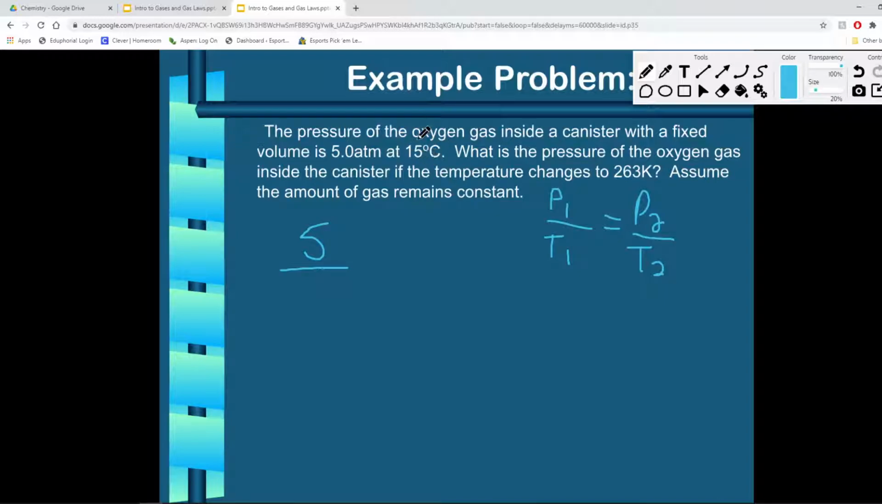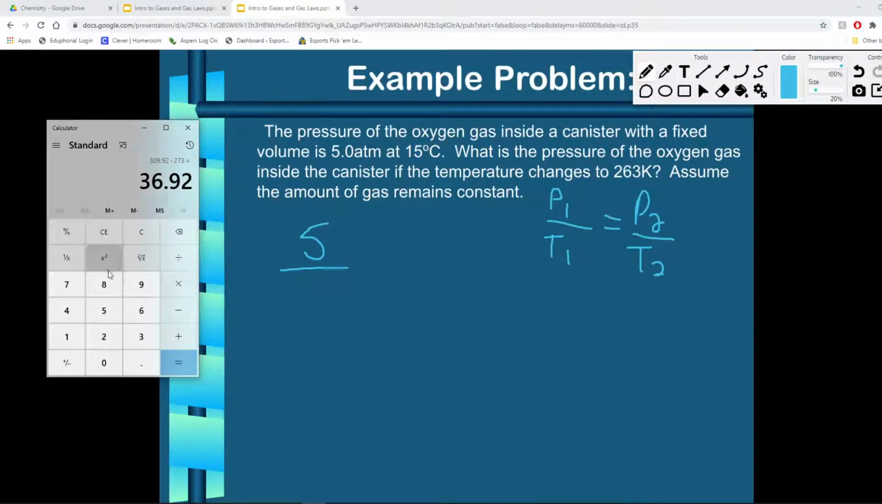All right, and it's at 15 degrees Celsius. So just like in the last one, we can't use it as degrees Celsius. We've got to convert it to Kelvin. So to go from Celsius to Kelvin, you add 273.